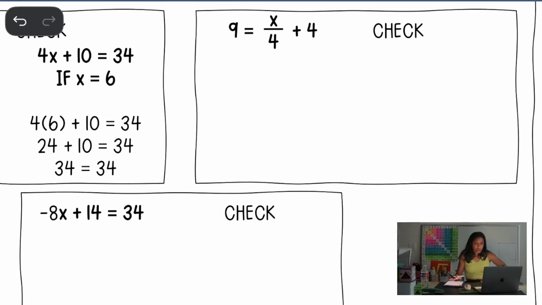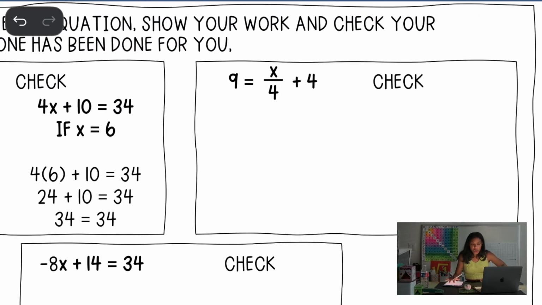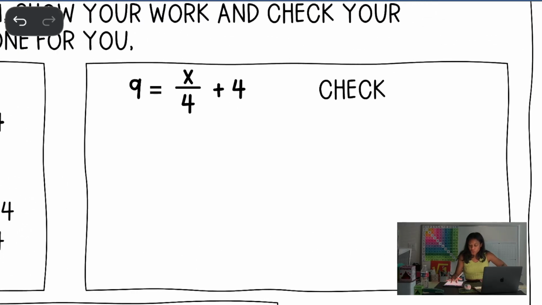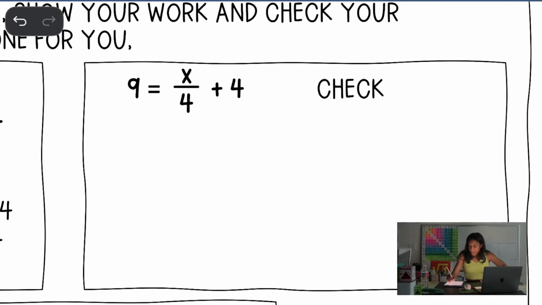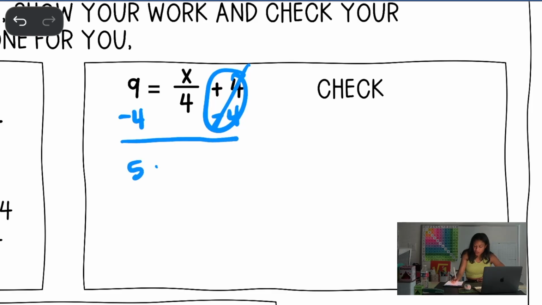Let's do the first one. Let's do the top one first. All right, 9 equals x over 4 plus 4. Okay, let's get my blue pen back. First thing I'm going to do, make a zero pair, and I'm going to do it with 4 right here. So that's 0. Here's my next line: 5 equals x over 4.